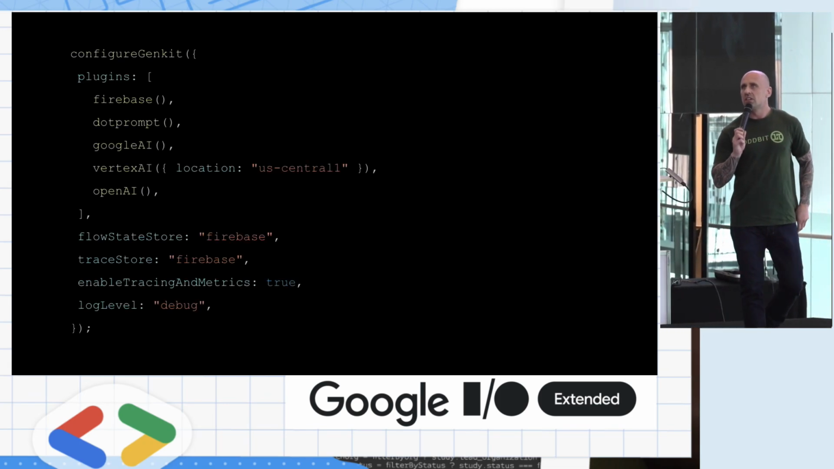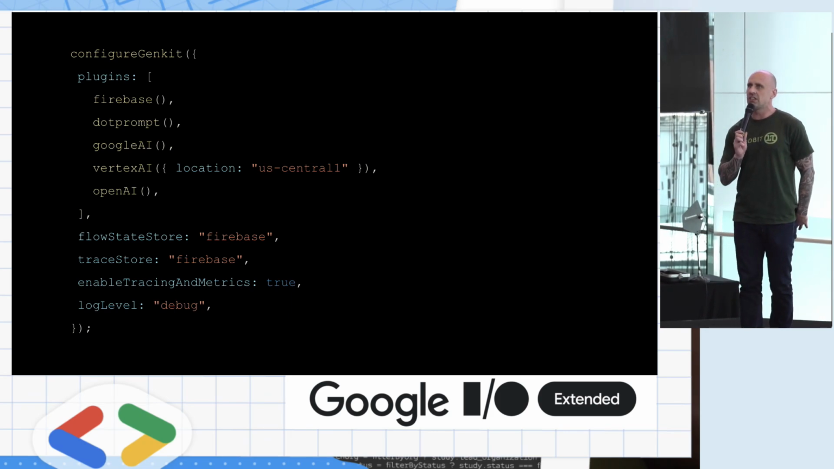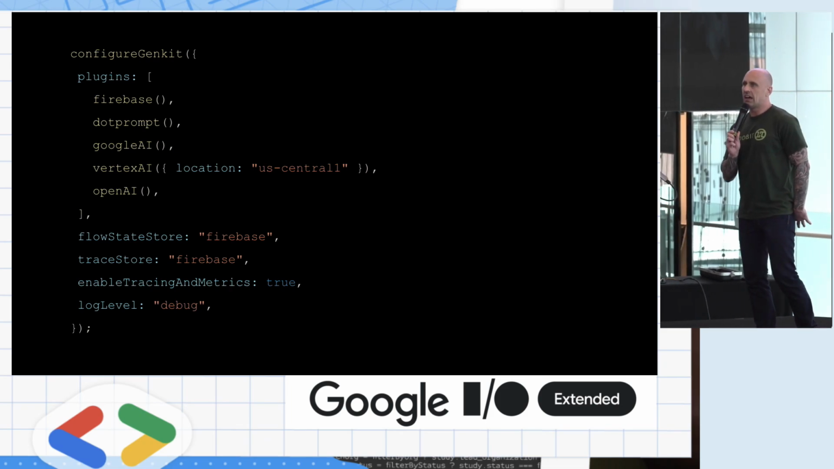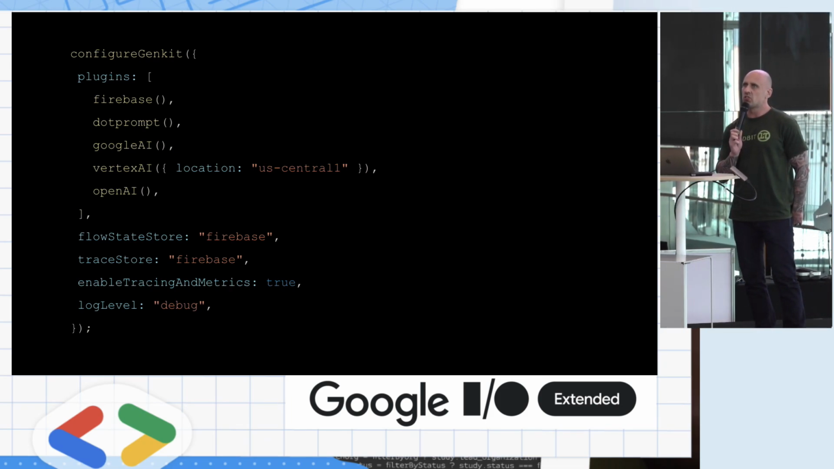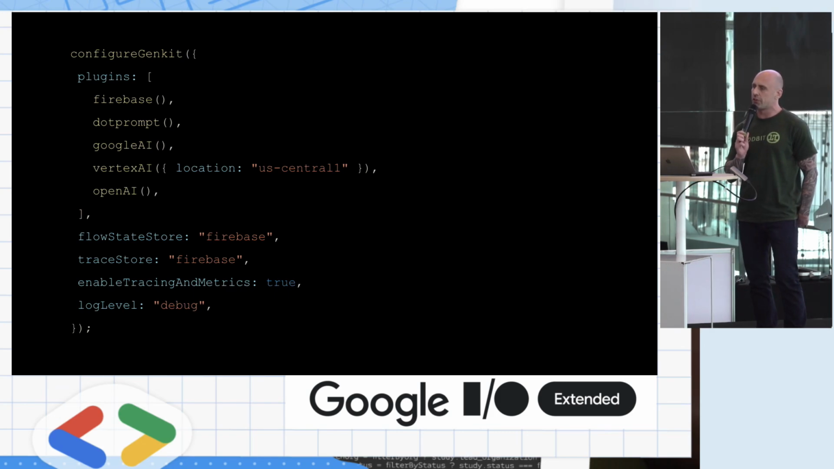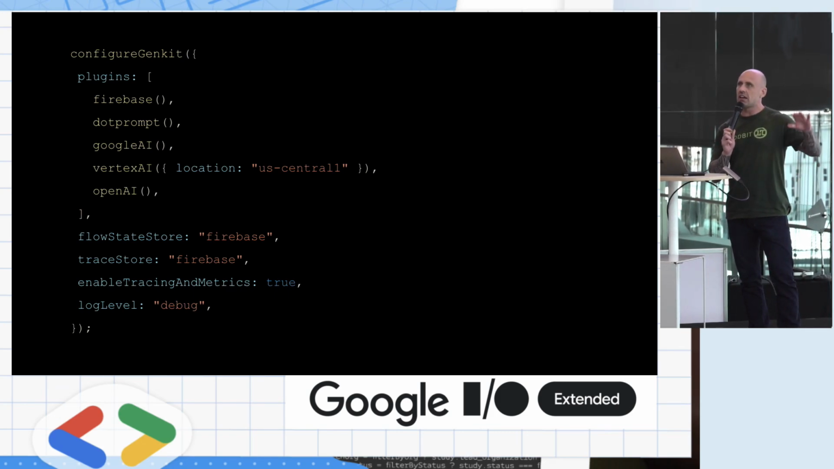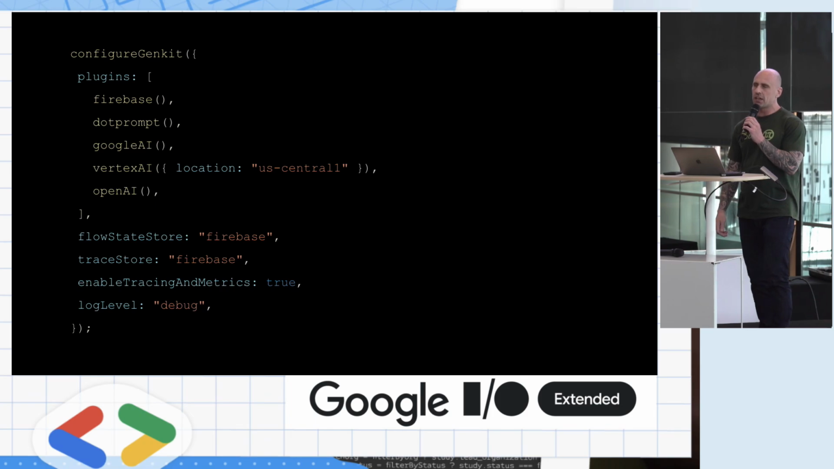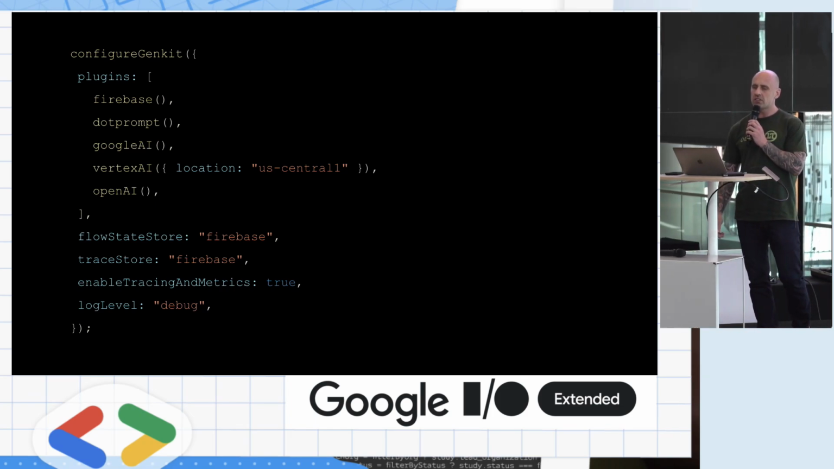So after you've figured out how you want to do your prompting, it's time to integrate this Genkit into your application. And Genkit works both on Cloud Functions and in your application. So it depends on what's most suitable for you. But you configure Genkit in the application the same way as you initialize Firebase. And in the plugins array, you're defining the plugins you want to support with Genkit. In this case, we're having Firebase and .prompt.